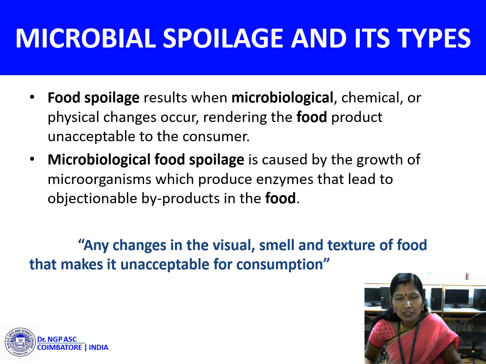Before going into the exact microbial spoilage, we'll see what is the basic definition of food spoilage. Food spoilage results when microbiological, chemical, or physical changes occur, rendering the food product unacceptable to the consumer, which means the food product is unacceptable, it causes food poisoning.